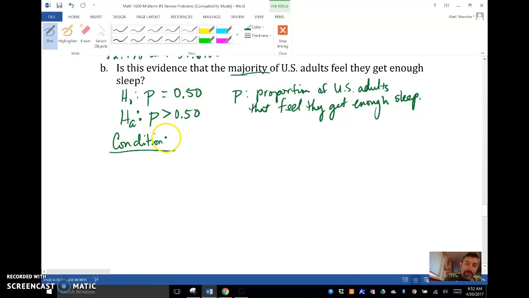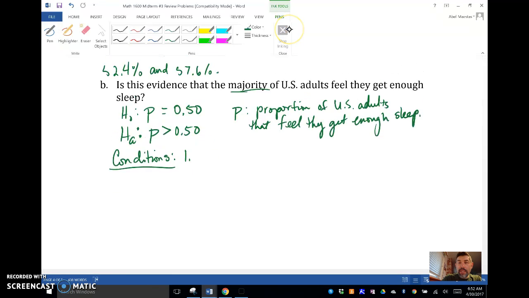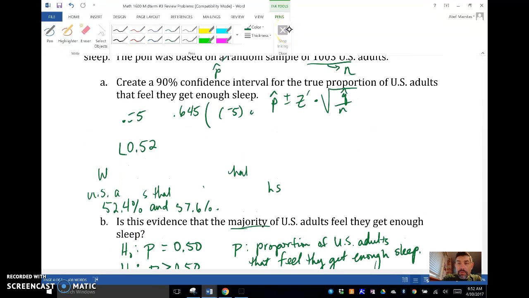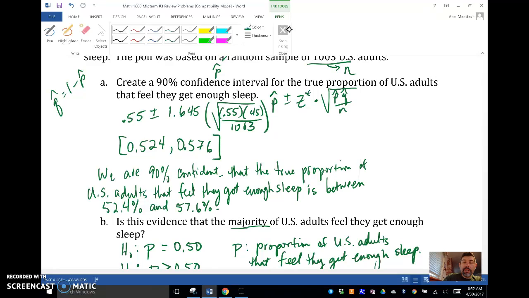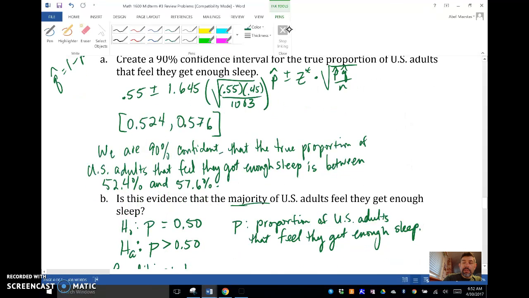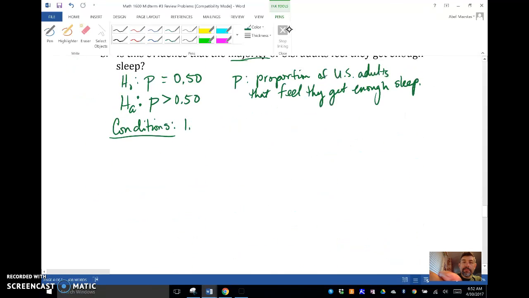I can't write my words here, right? So the first condition is, were they taken at random? Random sample. There we go. So the first one is that there's a random sample. The sample was taken randomly.